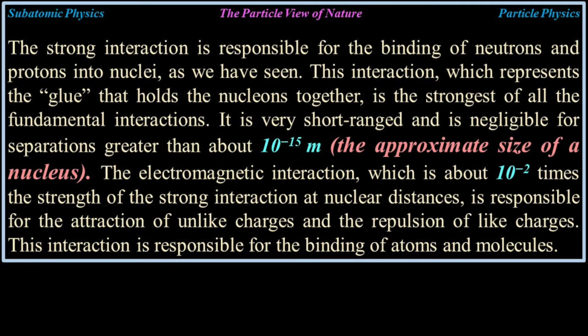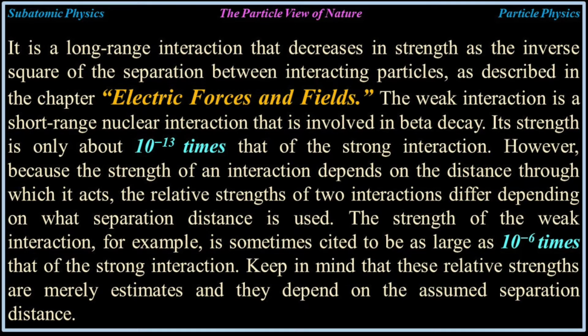The electromagnetic interaction, which is about 10^-2 times the strength of the strong interaction at nuclear distances, is responsible for the attraction of unlike charges and the repulsion of like charges. This interaction is responsible for the binding of atoms and molecules. It is a long-range interaction that decreases in strength as the inverse square of the separation between interacting particles, as described in the chapter Electric Forces and Fields.